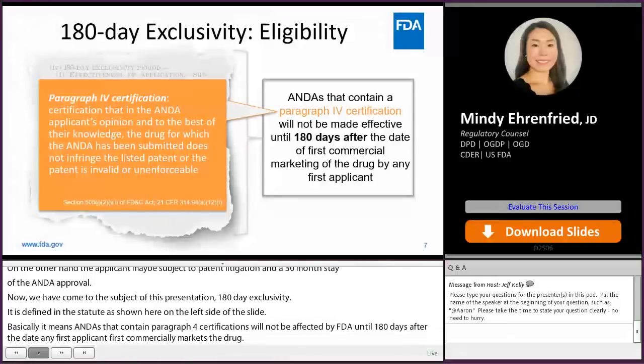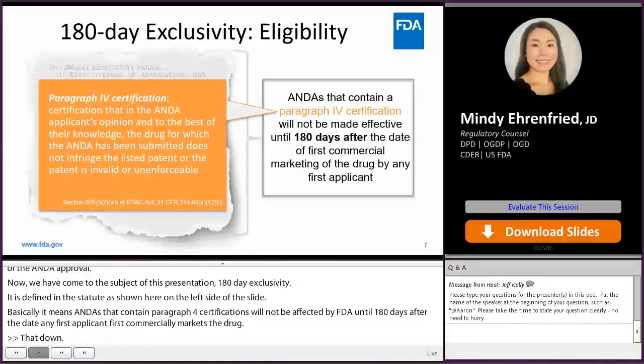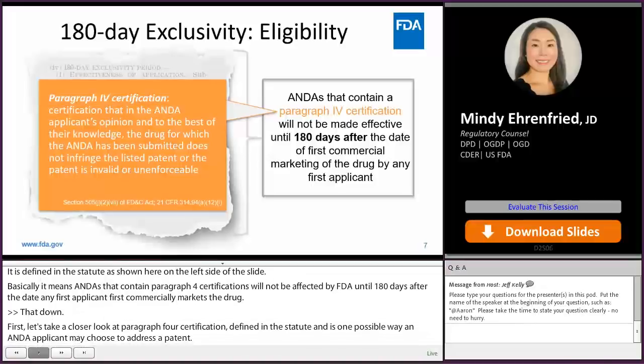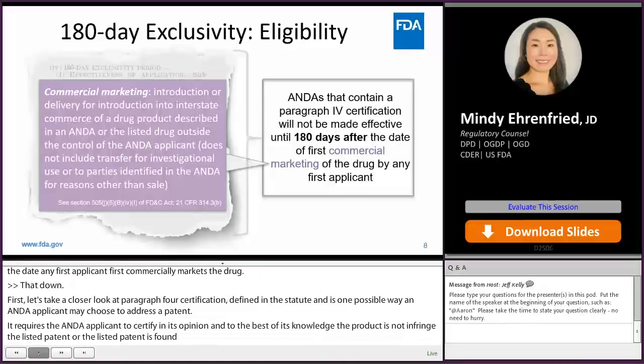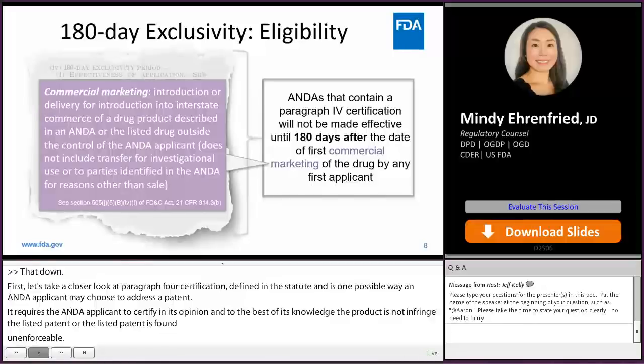First, let's take a closer look at a paragraph 4 certification, which is defined in the statute and in the regulations, and is one possible way that an ANDA applicant may choose to address a timely listed patent. It requires the ANDA applicant to certify that in its opinion and to the best of its knowledge, the ANDA product does not infringe the listed patent, or the listed patent is invalid or unenforceable. Commercial marketing is defined in the regulations and essentially means the ANDA applicant introduces or delivers for introduction the ANDA product or the listed drug into interstate commerce.